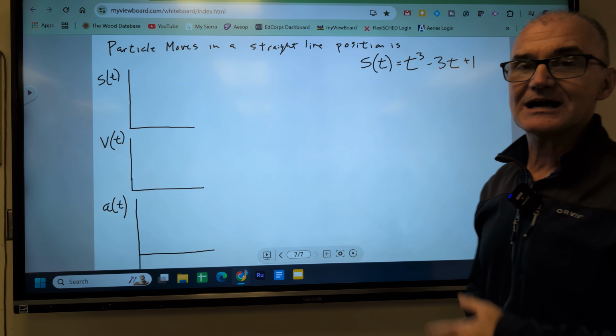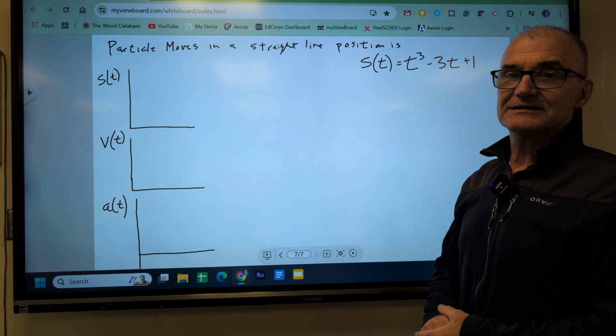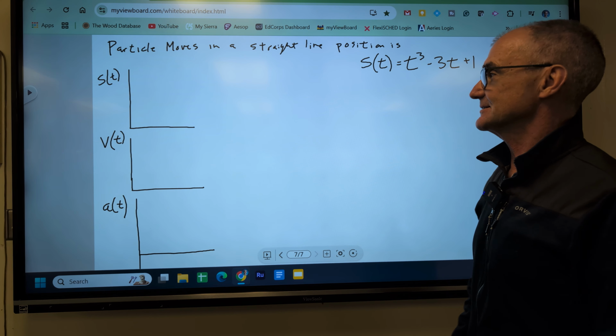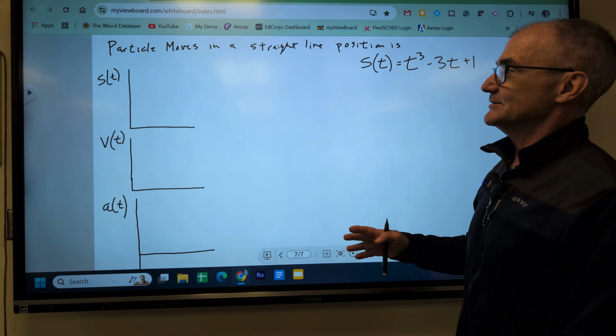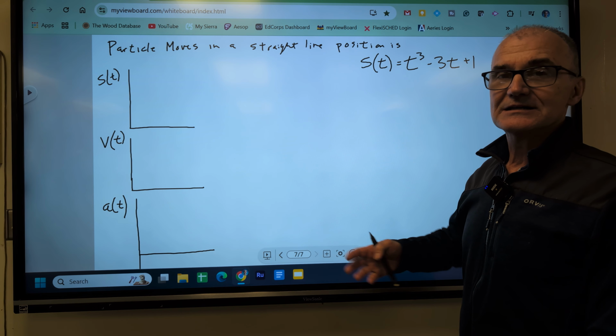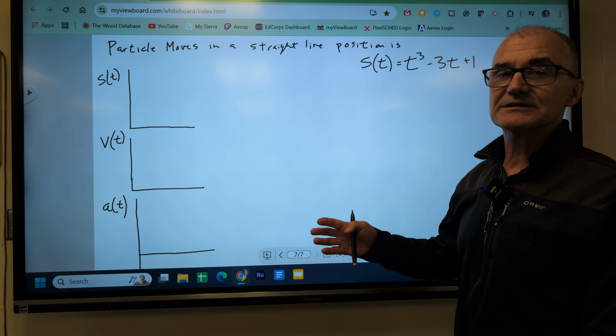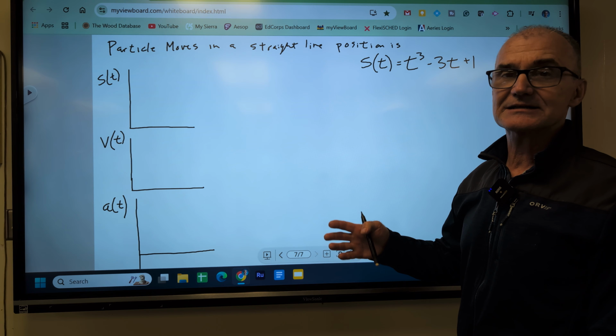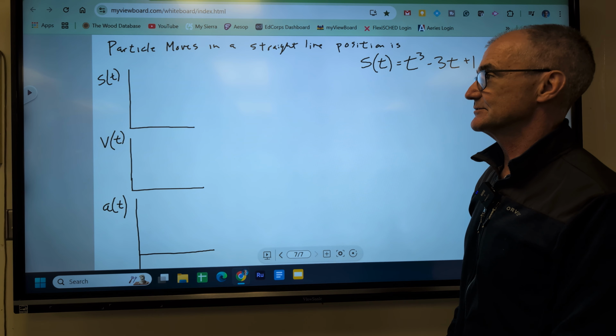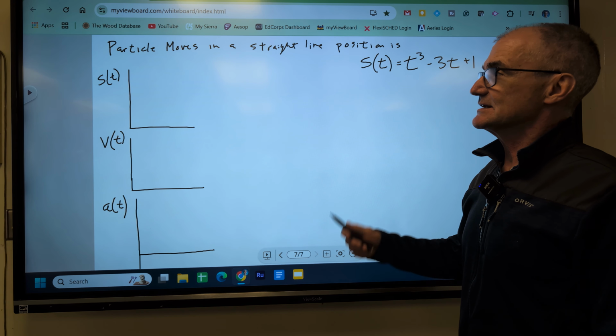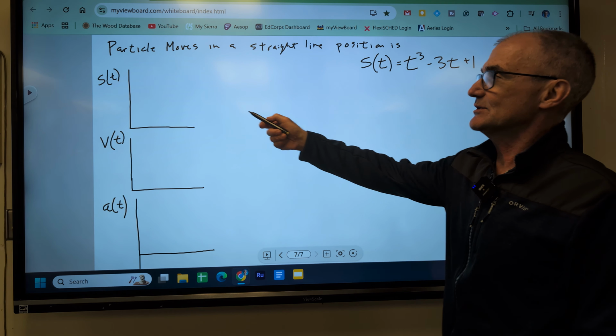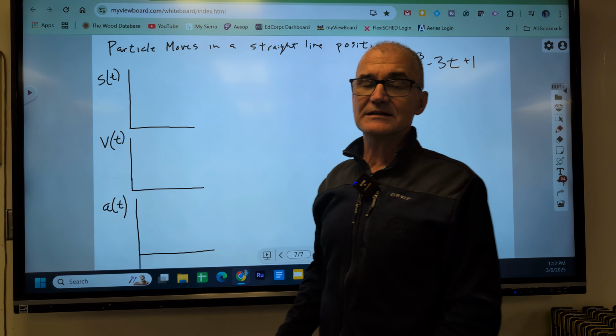IB Calculus, IB Math SL, Analysis and Approaches, Topic 5 Calculus. So today we're going to go over kinematics. Not really for a physics class, it's all really the same, but we are looking at kinematics from a calculus point of view. First thing we have is displacement, and that is represented with S(t).